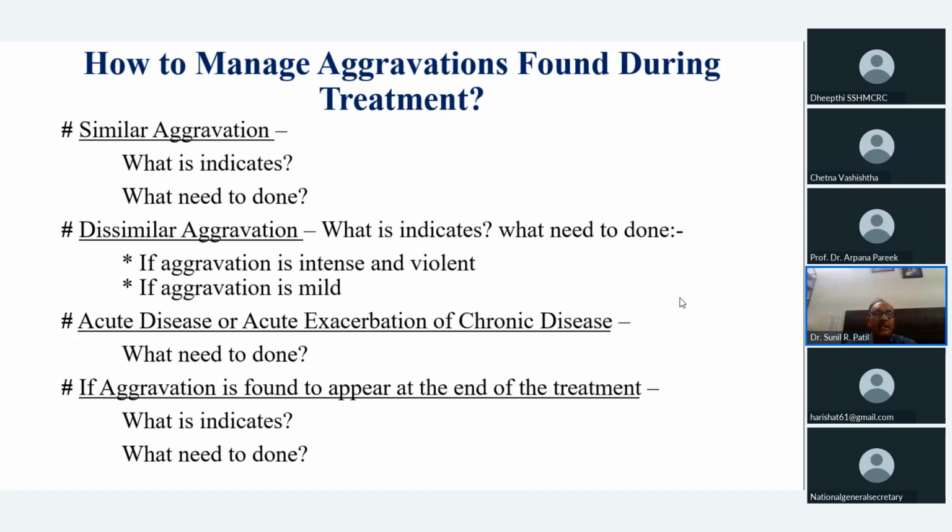But second point, if the aggravation is mild, that time the new homeopathic medicine should be administered after fresh case taking without any delay, and no antidote is needed. No antidote is needed if the aggravation is mild; you cannot give the antidote. But if the aggravation is intense and violent, the first prescription may have been wrong, and that time you give the antidote.